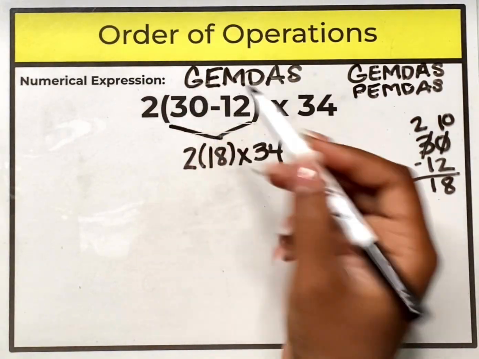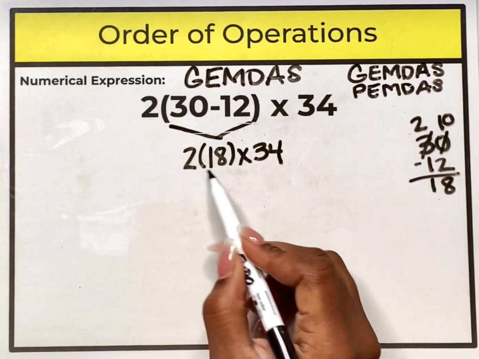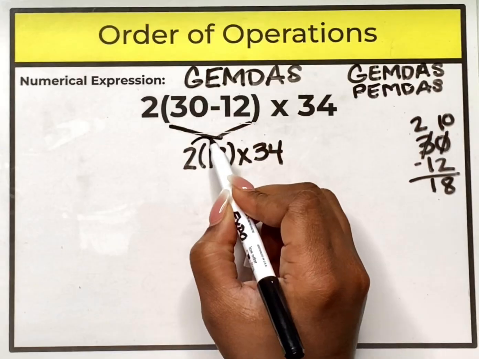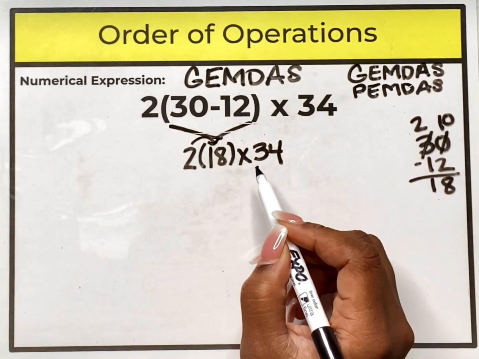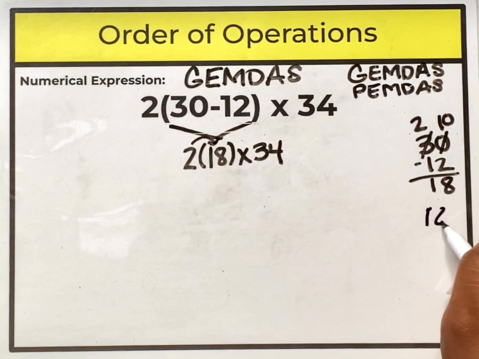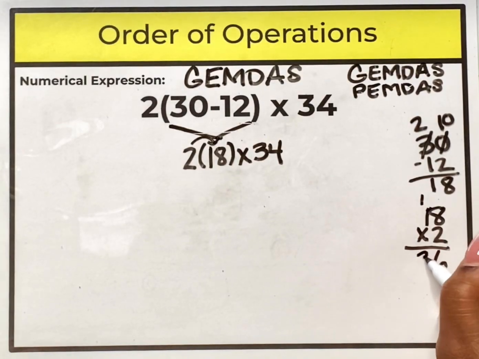Looking at GEMDAS, do we have any more grouping symbols? We have this 18 inside of our parentheses. This means to multiply 2 times 18. We're going to go off to the side for all of our computation. 2 times 8 is 16. 6, carry the 1. 2 times 1 is 2, plus 1 is 3.